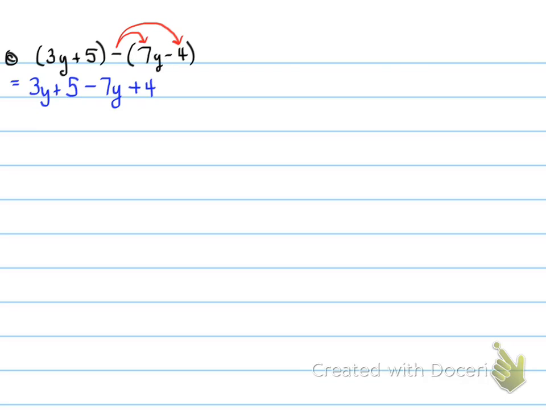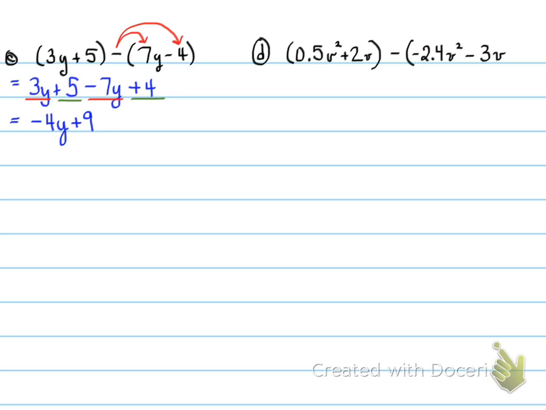Now we're going to collect the like terms. So 3y matches with minus 7y, and plus 5 matches with plus 4. And we get a final answer of negative 4y plus 9. Let's try another example. A little harder, but the same process, folks. So here we go.